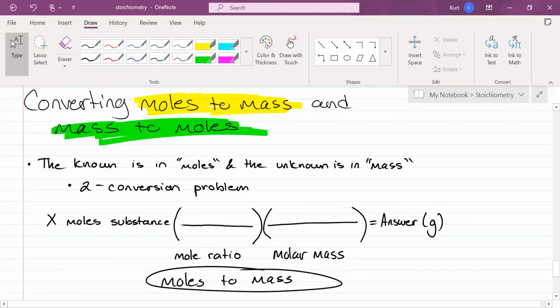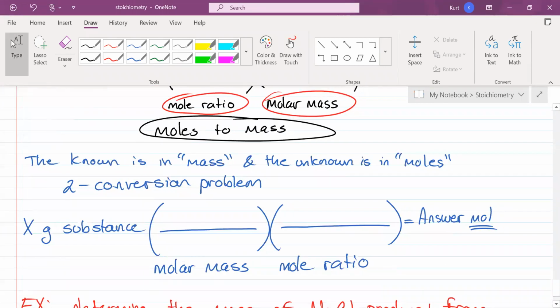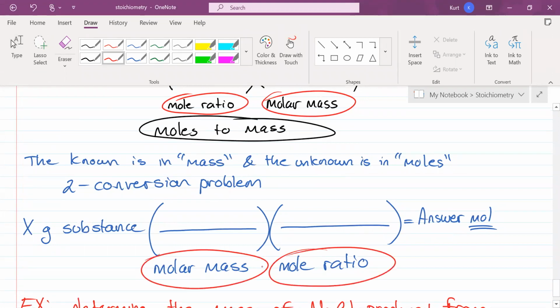If you could pause the video when I'm finished this sentence, I will briefly go over what moles to mass and mass to moles is. You can pause this video and record these notes. Moles to mass and mass to moles is a two-step process, and you can either go from moles to mass, which is one way to do it, or mass to moles, which is the other way. If you do moles to mass, you have to use mole ratio first, then molar mass second. If you do mass to moles, you have to do molar mass first, and then mole ratio second.